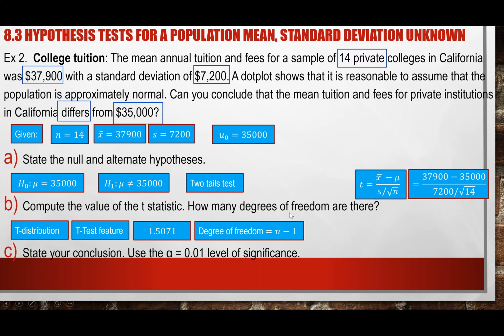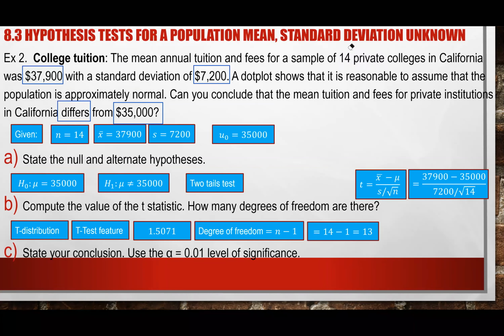And they ask you how many degrees of freedom there are, which is n, 14, minus 1. Looking at this, if some of you ask me, Mr. Tran, don't we need more than 30 data for us to do all this? We do need more than 30 data. But since we don't have more than 30 data, everybody see that they mentioned that the population is approximately normal. So we have a bypass, right? They tell us it's approximately normal, so we are safe to test, so we can do it.